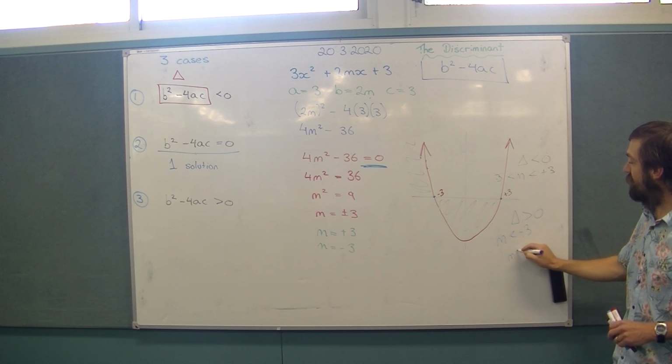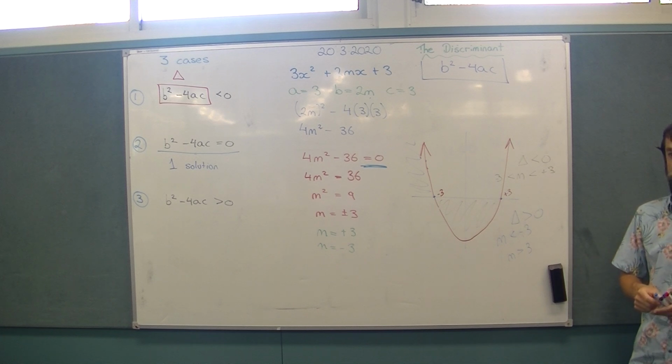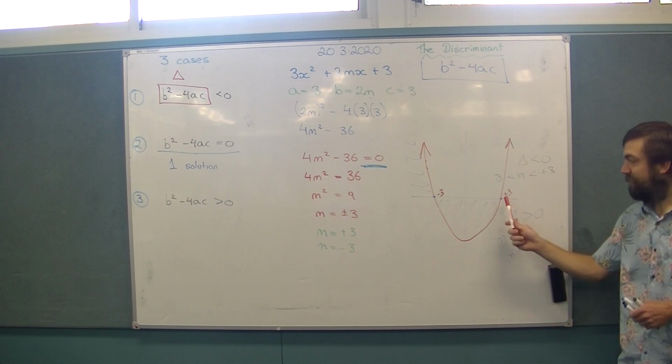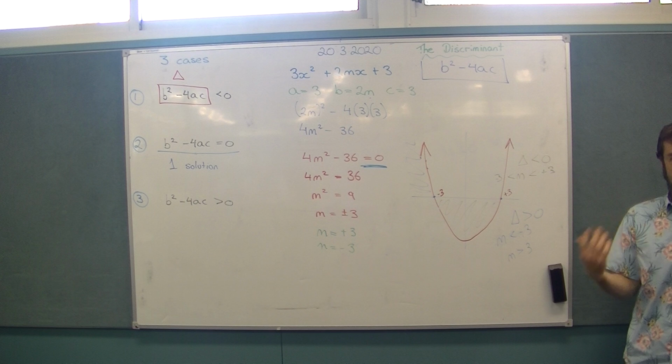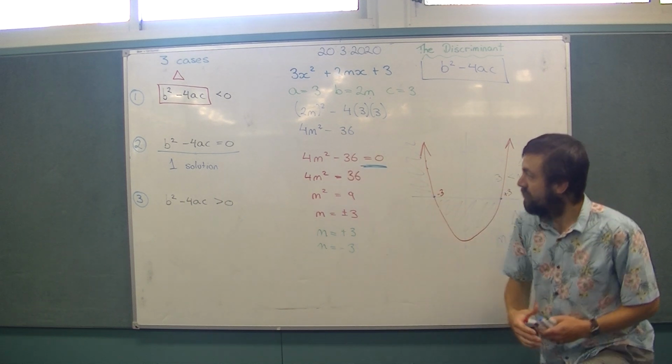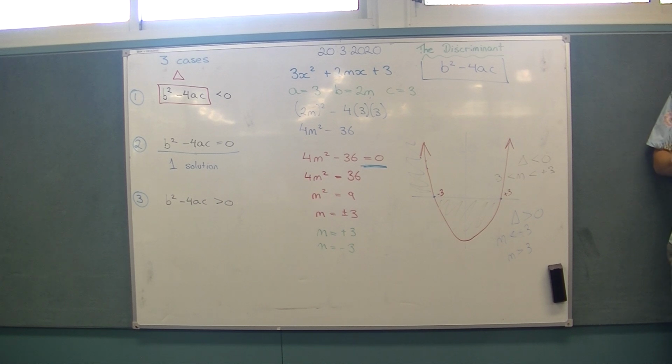Or m has to be bigger than 3, doesn't it? Yes. Okay, now let's test it out. We've already tested it for these 2 solutions. We know that minus 3 squared is positive 9. Positive 9 times 4 is 36, and 36 minus 36 is 0. Alright?